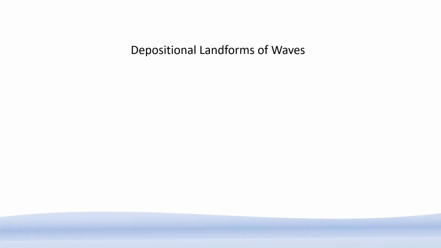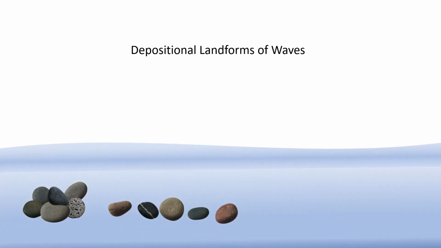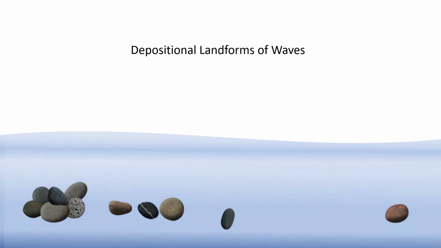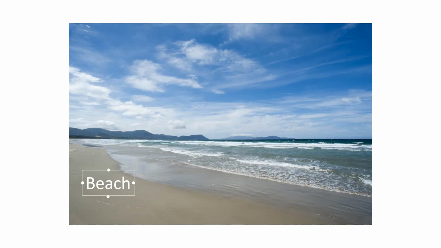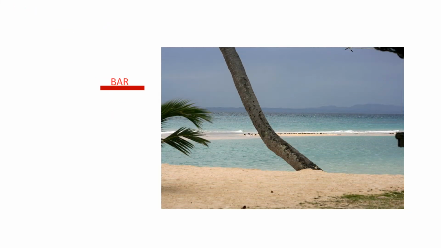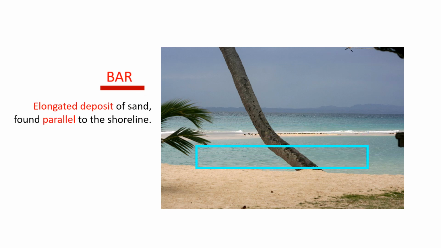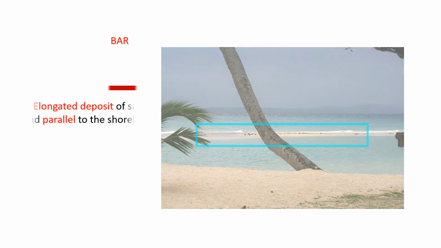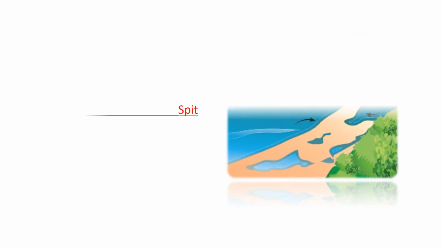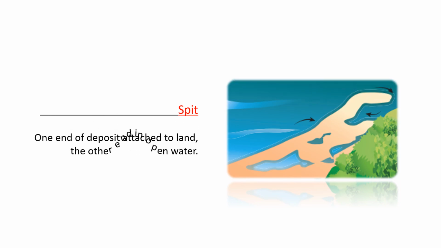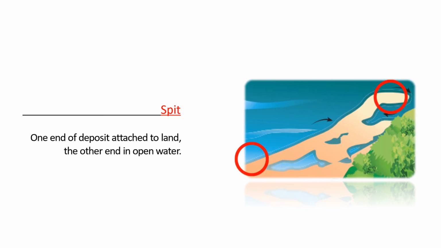Depositional landforms of waves. Waves transport and deposit sand and gravel at the shores. One such is the formation of beaches. An elongated deposit of sand found in the sea almost parallel to the shoreline is called a bar. Another peculiar landform created by waves is a spit. It is a sandbar, but unlike a sandbar, has one end attached to the coast.